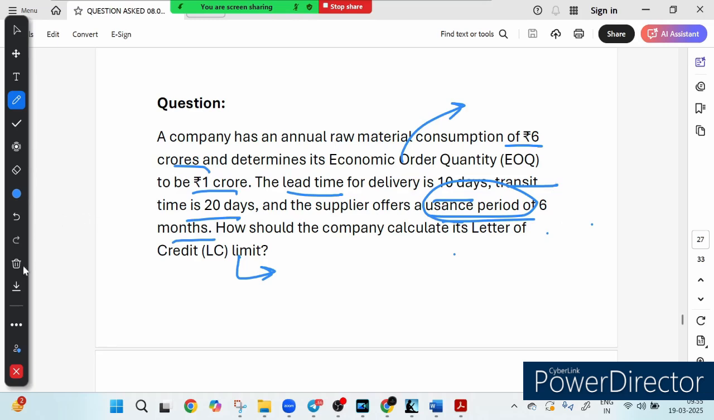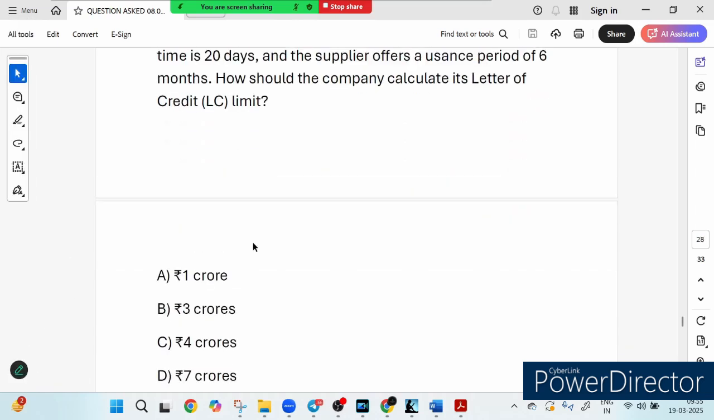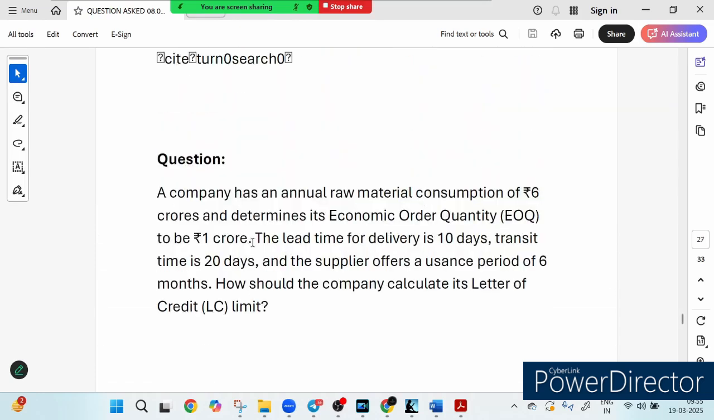Now, first we need to find out. So let's go step by step. We have to calculate the LC limit. The options have been given, so let me show you the options. These are the four options: 1 crore, 3 crore, 4 crore, 7 crore. So let's solve this step by step.